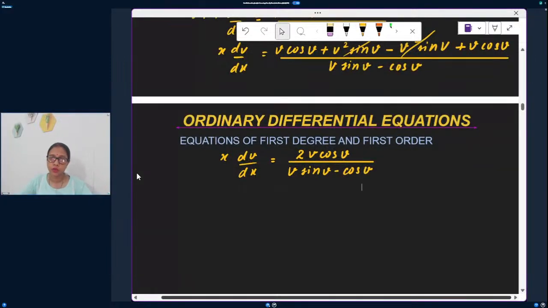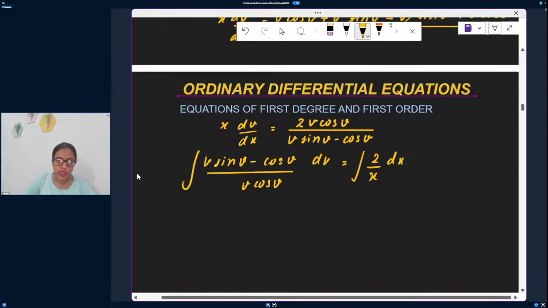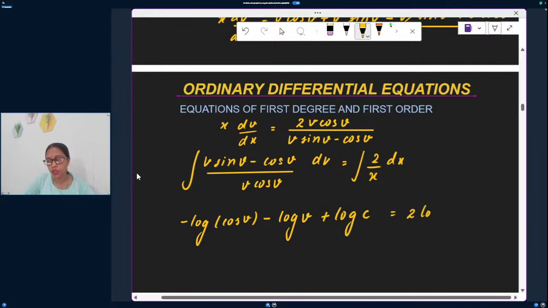Okay, now separate the variables. V sine v minus cos v divided by 2v cos v dv is equals to, let's take that 2 over here, 2 by x dx. So this becomes, on integration, minus log cos of v, and minus 1 by v, so minus log of v. So I can take log of c also this side, and here it will be 2 log x.